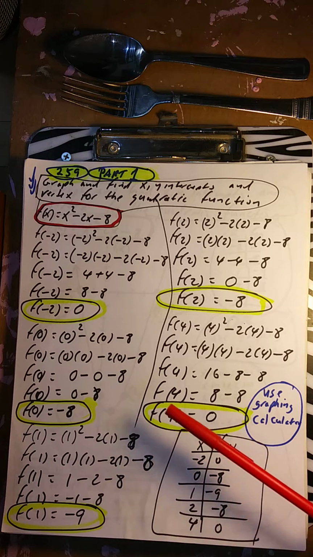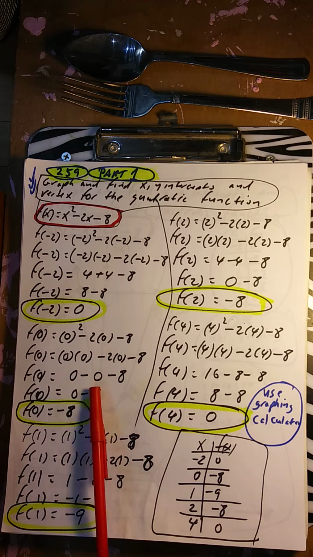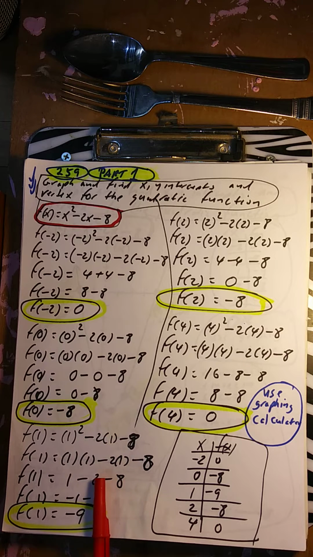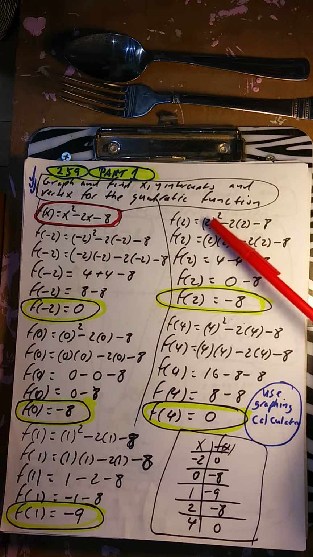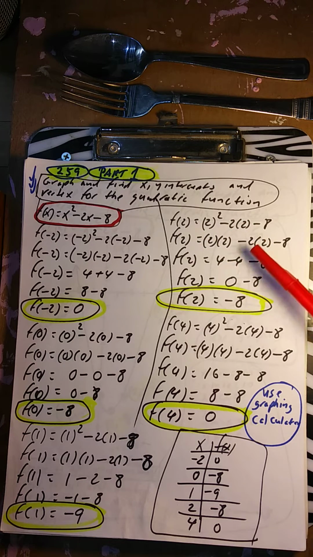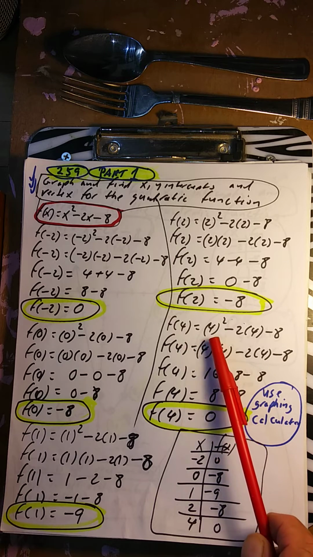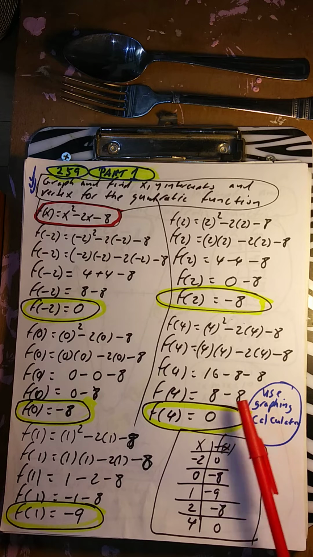Next one. I'm going to try 0 in there. 0 times 0 is 0. That's going to be 0. 0 minus 0 is 0, minus 8, -8. Put a 1 in there. 1 times 1 is 1. Minus 2, minus 8. It's going to be -1, -8, -9. Put a 2 in there for the function. 2 times 2 is 4. Minus 4. 4 minus 4 is 0, minus 8 is -8. Put a 4 in there. 4 times 4 is 16, minus 8, and that's going to give you 8 minus 8, 0.